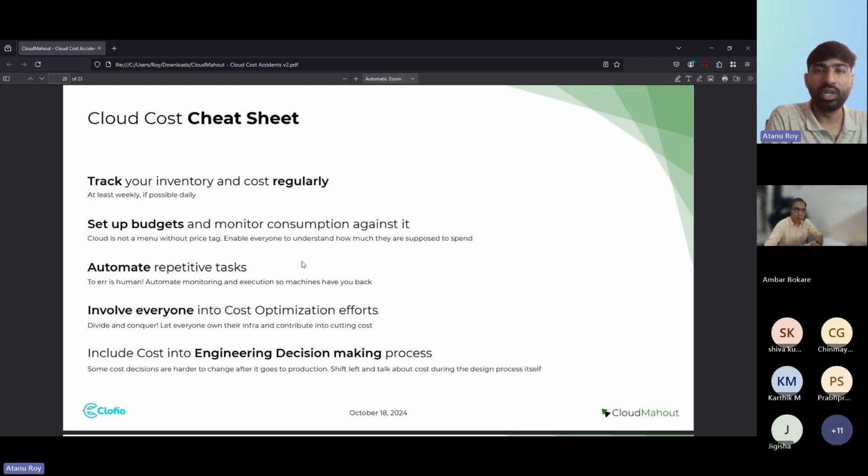Also look at your peak utilization and how often you see those peaks, right? Is it only once a month? Then probably that's an anomaly. Is it happening every day? That's not an anomaly. That's a pattern. So you should plan for your peaks, right? So right sizing is one of the things. Same thing goes for databases also.